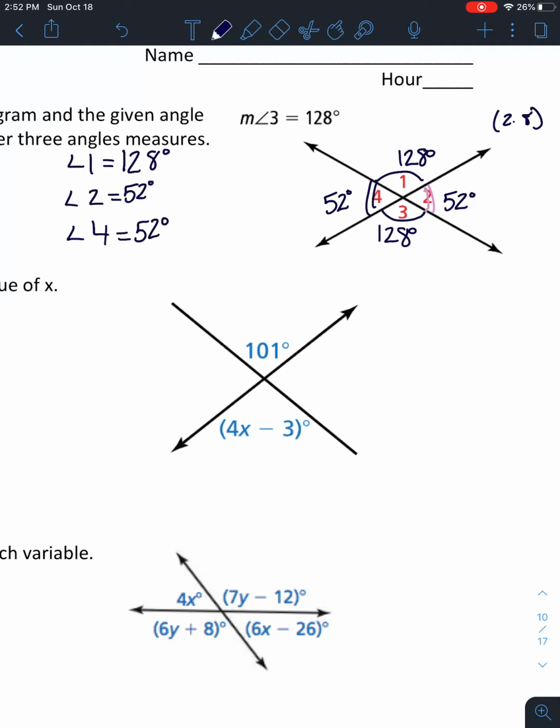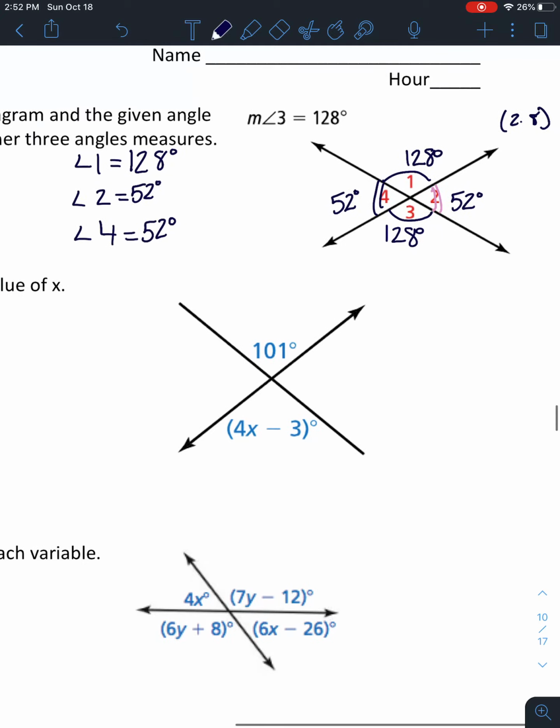You could do the same thing with angle 1. Angle 1 plus angle 4 are supplementary. Angle 1 and angle 2 are supplementary, linear pairs. So there are a bunch of different ways we can work our way around that.